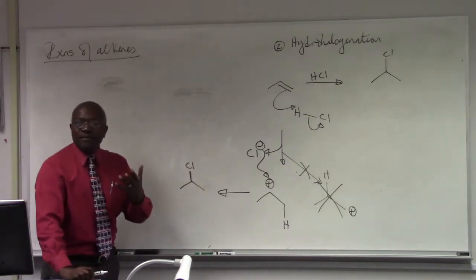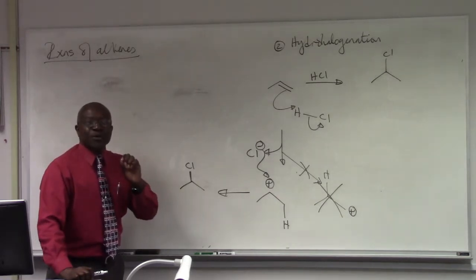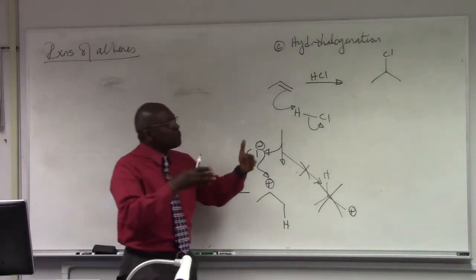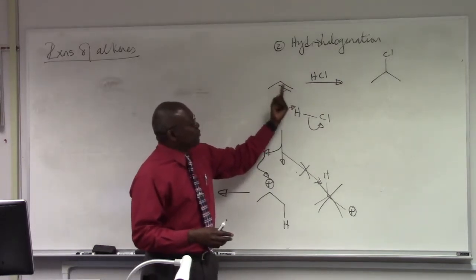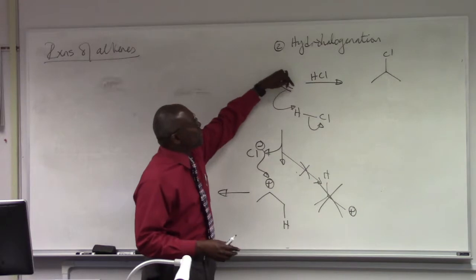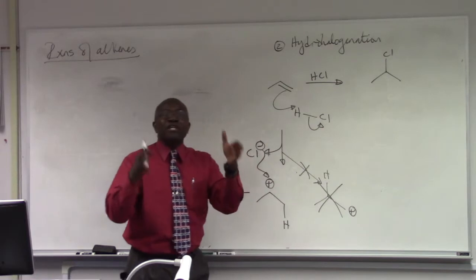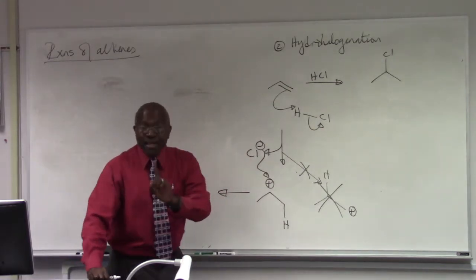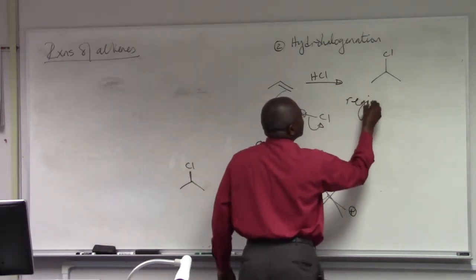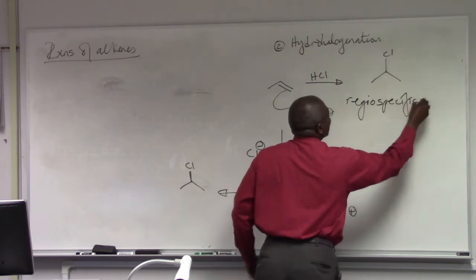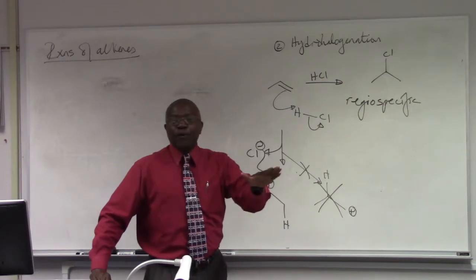Now there's a term we have to get familiar with. When a reaction has the possibility of giving two different isomers, where the regiochemistry is either H here and Cl there, or H here and Cl there, so the regiochemistry is different, if I had two regiochemical options and I only make one, this reaction is said to be regiospecific. So the reaction shows regiospecificity, because of the two potential options, I only make one.